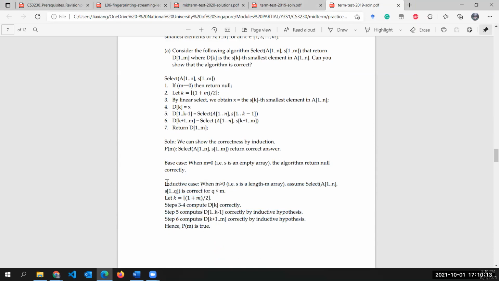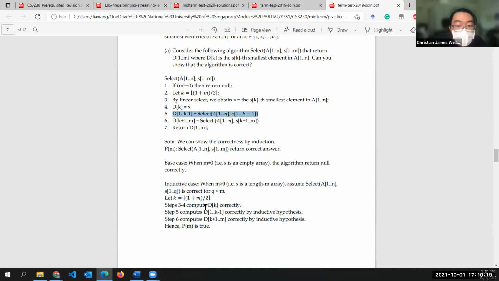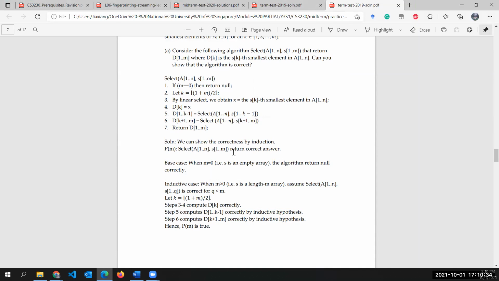Yeah, so the answer is literally reiterating what is happening in the algo. Yeah, okay, I see your concern that it's repeating exactly what the algo said. So how to argue? So the correctness and the assumption is this is correct.